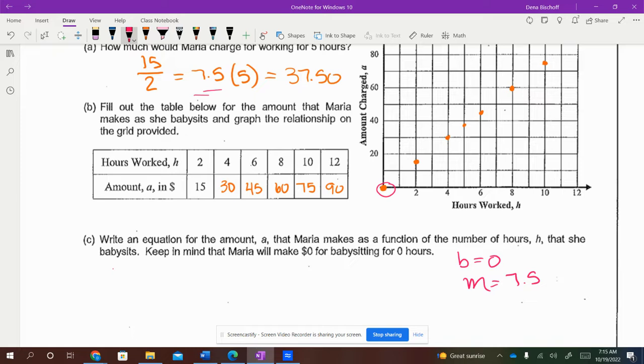So if I used y and x, this would look like y equals my slope, m, times x plus b, which is 0. But instead, I want to use the variables that they gave me. The total amount she makes equals my slope, or my rate, times the number of hours that I work. And I'm not going to write the plus 0 because we just don't typically add 0. So that's my function that I'm going to use to model this graph.